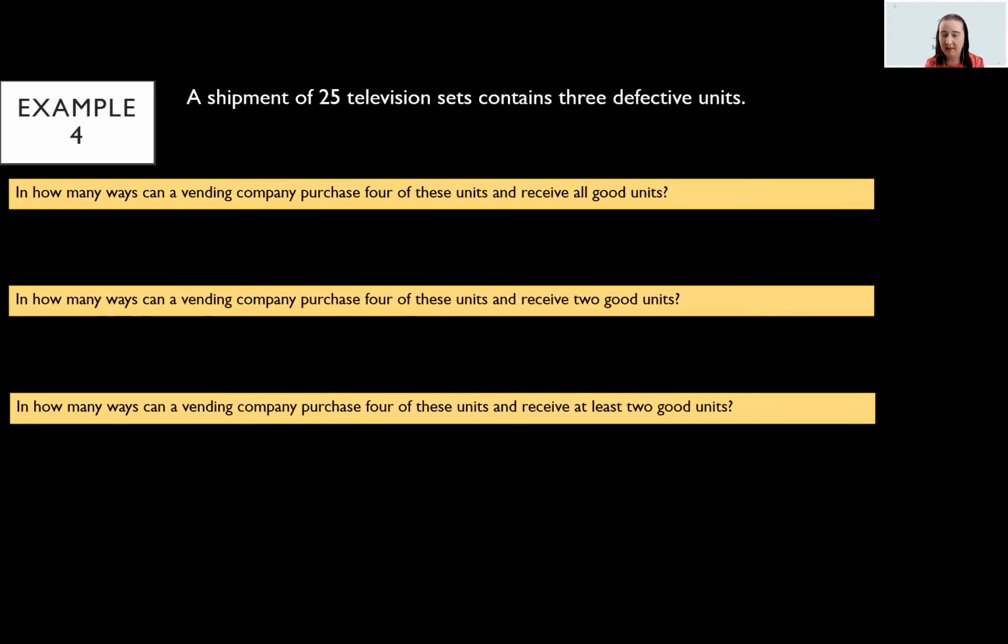Okay, this is my last example here. A shipment of 25 television sets contains 3 defective units. So that means that we've got 3 are defective. So out of the 25, that means 22 are going to be considered good. So they have to add up to 25 there.